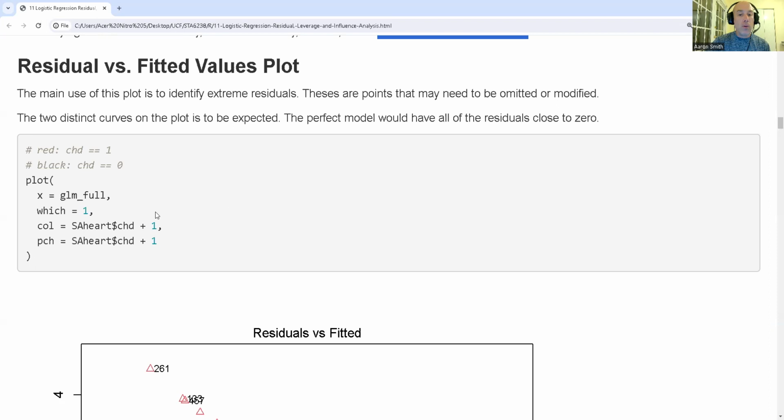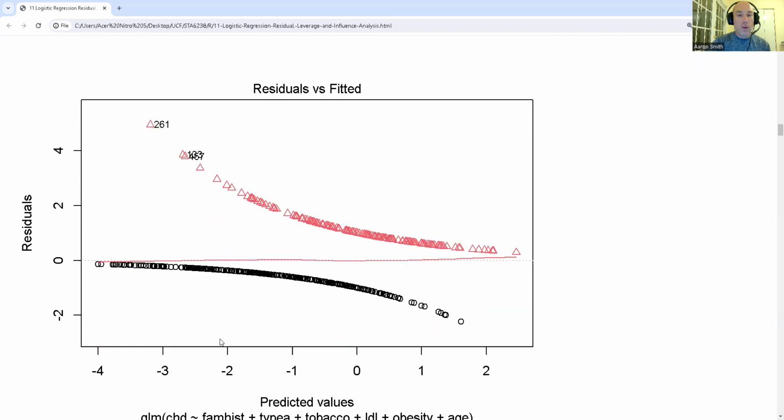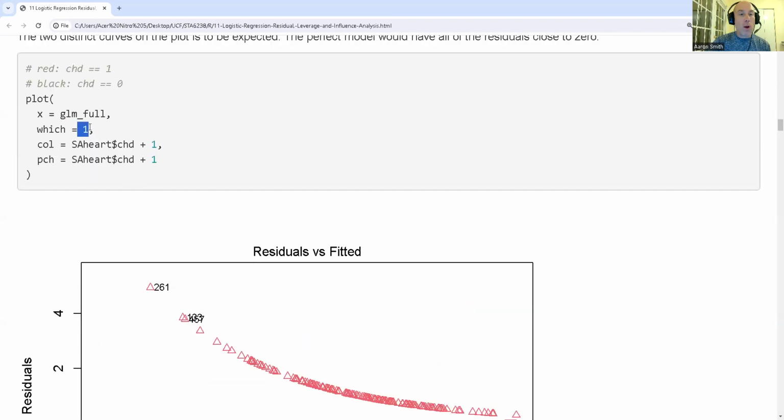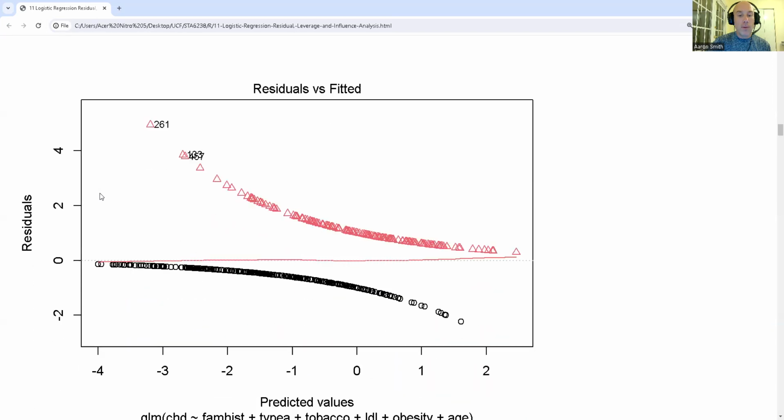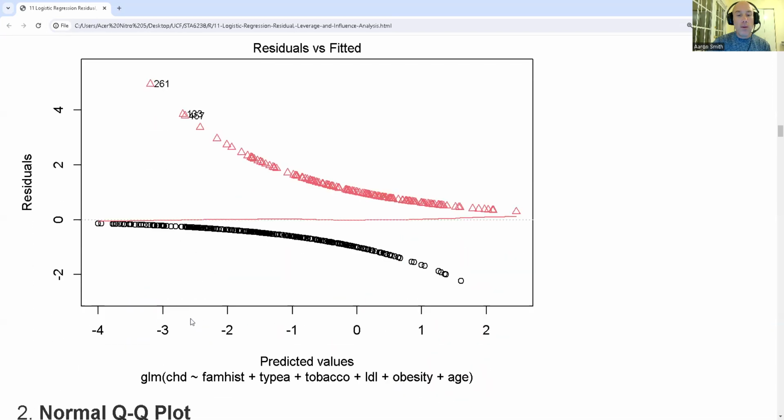And so here, this is plot 1. Here is the predicted value, and this is before we convert to probabilities. This is using the logit, and then here is the residual. Now it's always going to work out that we're going to have 0 on one side, 1 on the other. So all of these are 1, all of these are 0 on here. And so we see this.